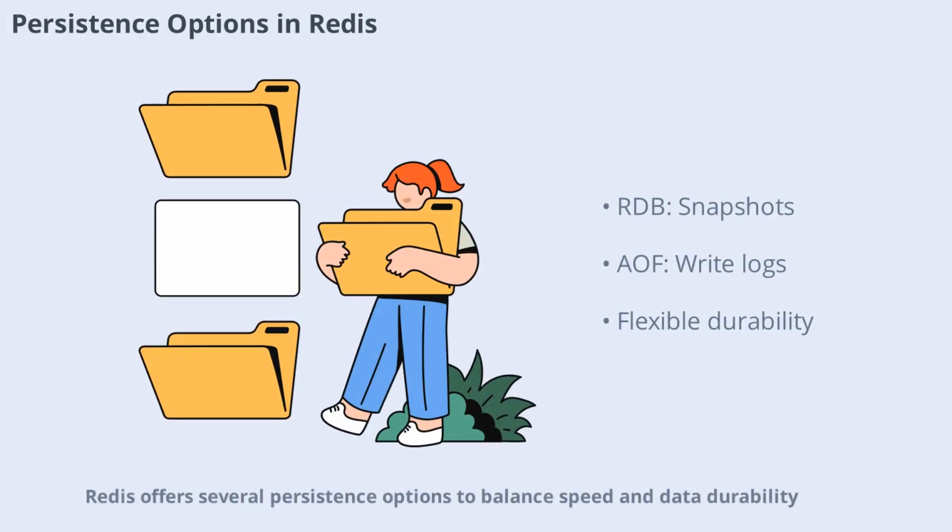Redis offers several persistence options to balance speed and data durability. You can choose from RDB snapshots, AOF logs, both combined, or even disable persistence entirely. RDB creates point-in-time snapshots, while AOF logs every write operation. Each method has its pros and cons, and the right choice depends on your application's tolerance for data loss and recovery needs. Let's break down these options in detail.